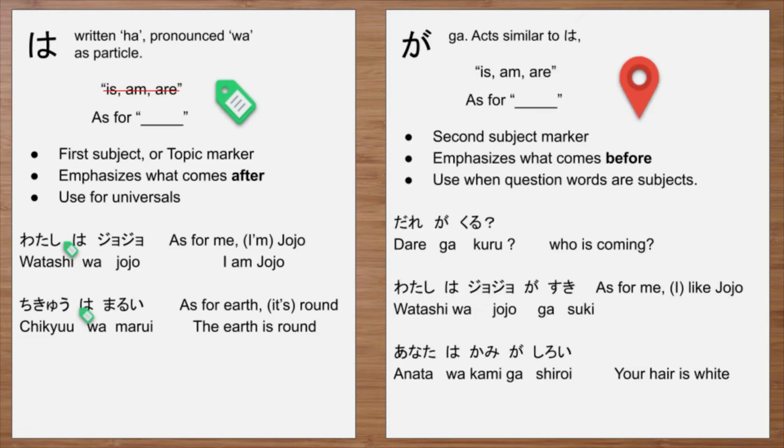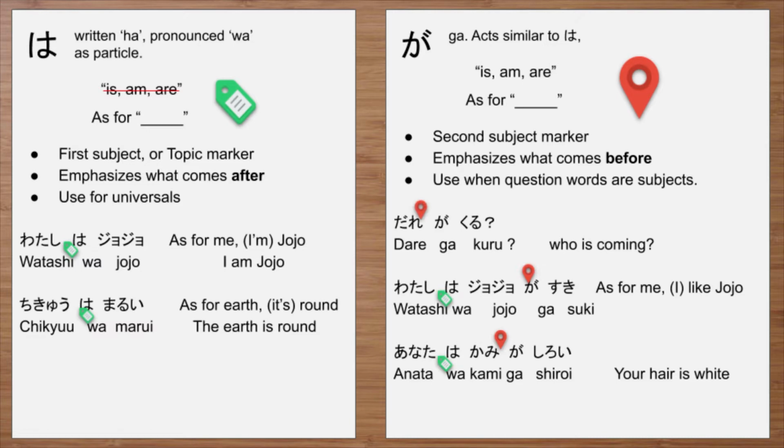Next we'll look at ga. It is similar to wa. You can think of it as still meaning as for blank, but because it is also used with question words, it can loosely mean is, am, or are. It marks the second subject or a nested subject and emphasizes what comes before it. Let's tag our sentences again to see the particles visually.